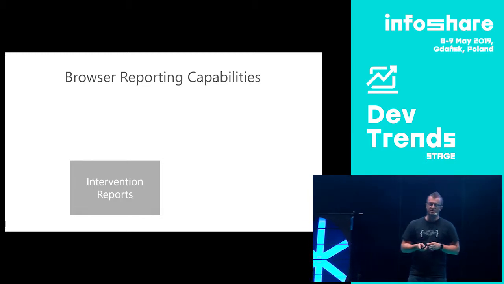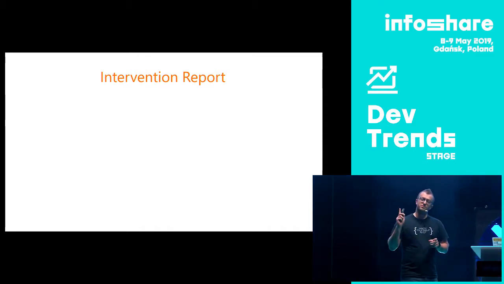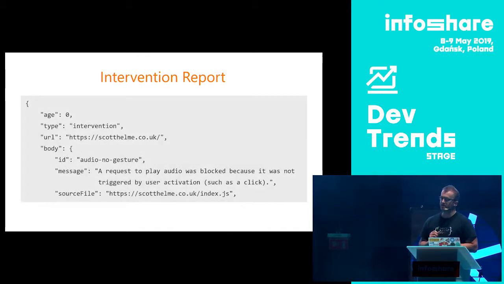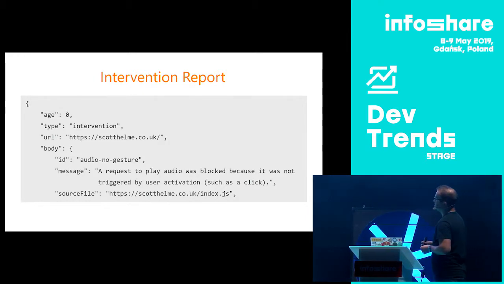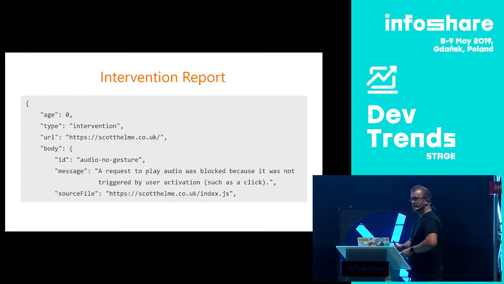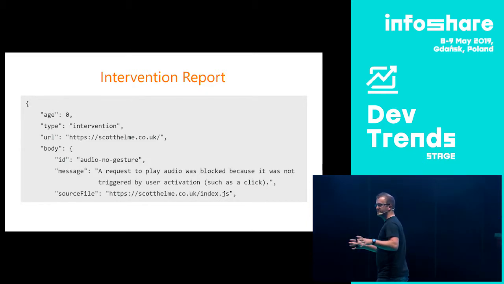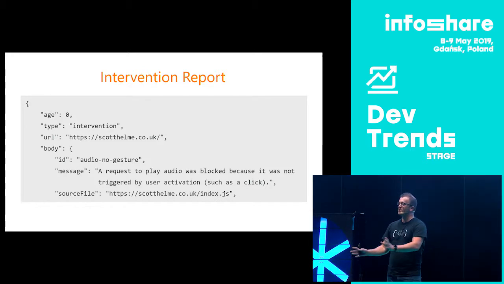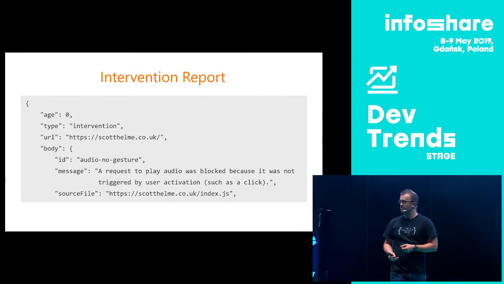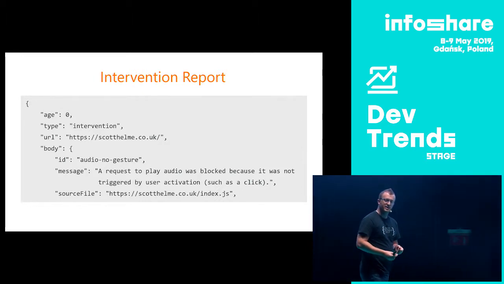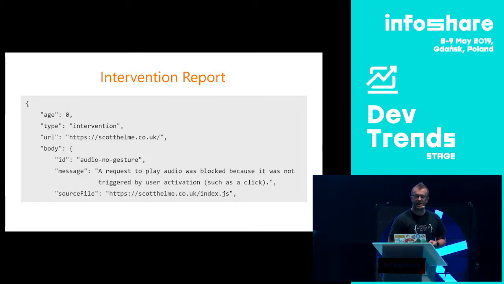That is an intervention. So I'm going to show you an intervention report so that you can get a feel for what that might be. A request to play audio was blocked because it was not triggered by user activation. This is quite an annoying thing. I don't know about you guys, but I have like 100 tabs open, and every now and again, something will start playing somewhere, and I have to hunt through the tabs to try and find the tab that's blaring out the music or auto-playing the video. That would be classed as an intervention because the browser will now not do that.